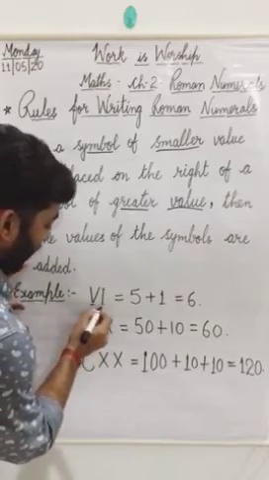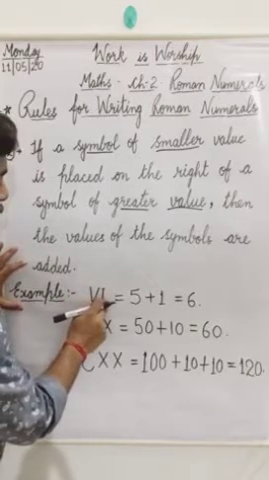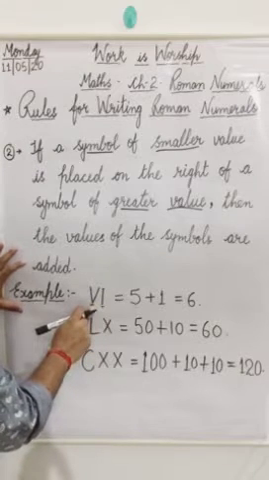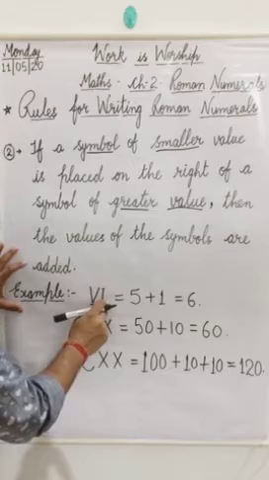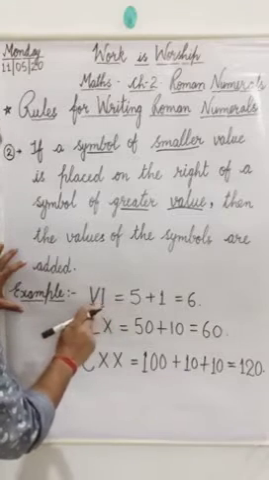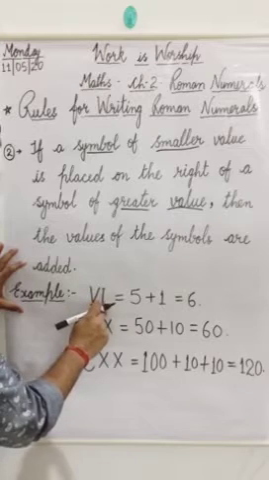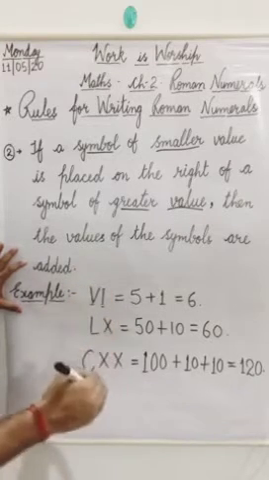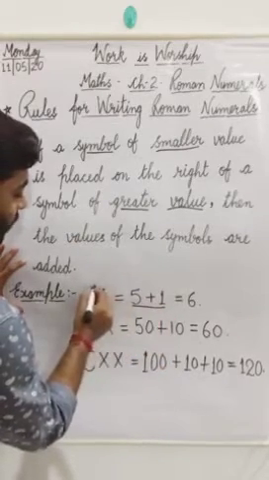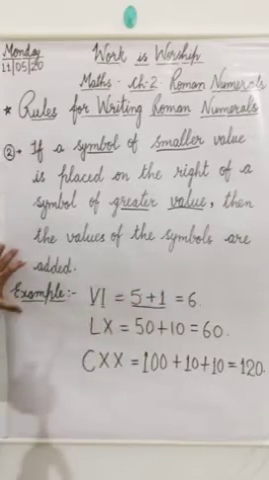Now look at the example. Here is V and I. We know V denoted to 5 and I is denoted to 1. V means 5 and V is a greater value symbol, and I is 1 which is a smaller value symbol, and I is placed on the right side of V. Means कि हमने V के right side में I को रखा है जो कि smaller value है. So जब भी हम किसी greater value के right side में smaller value को रखते हैं तो वो आपस में add होते हैं. It means V is equal to 5 and I is equal to 1. Then 5 plus 1 is 6.